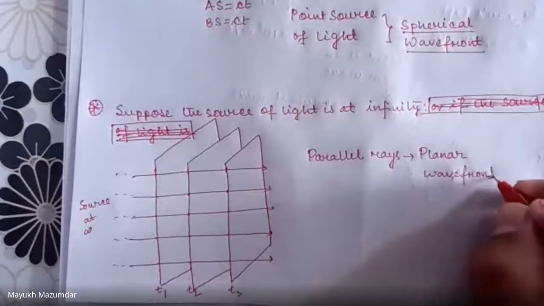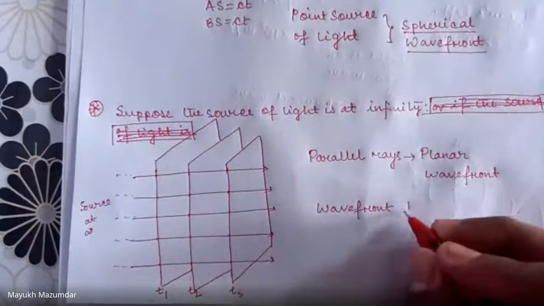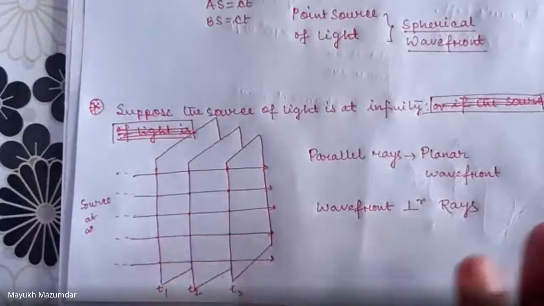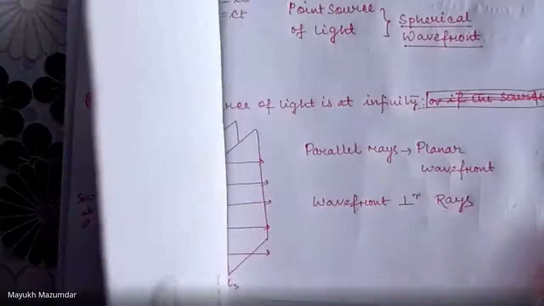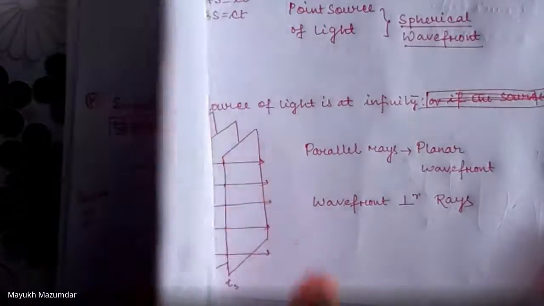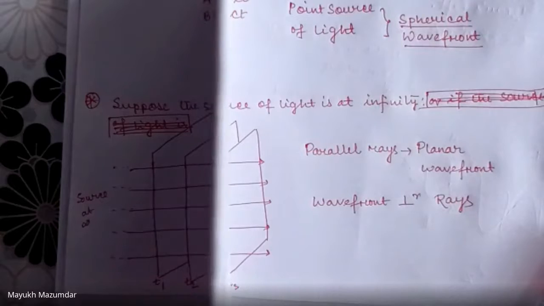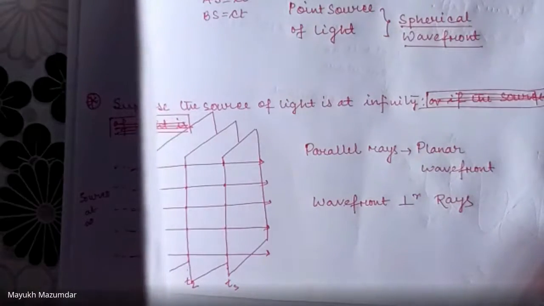That is number one. Number two, that is evident from here, is that the wavefront is always perpendicular or normal to the rays, isn't it? Suppose these are the rays, this is the wavefront. It's a plane, but it is at right angles to the rays. Are you getting it? You can imagine the wave traveling in terms of planes.